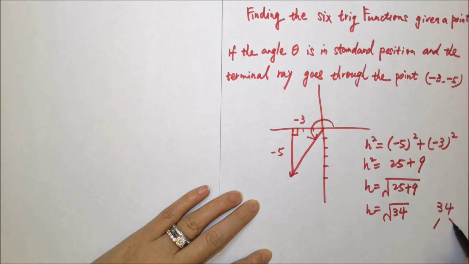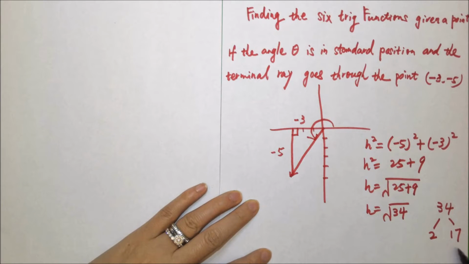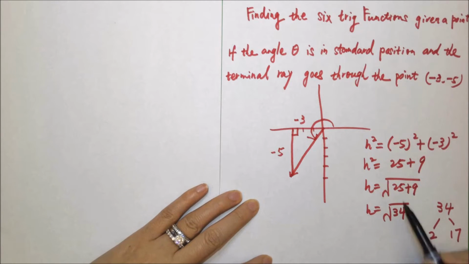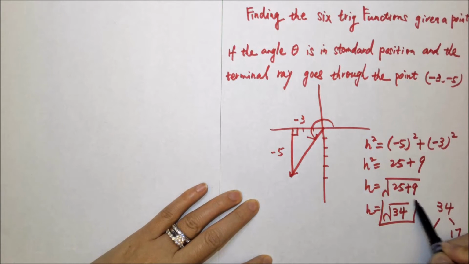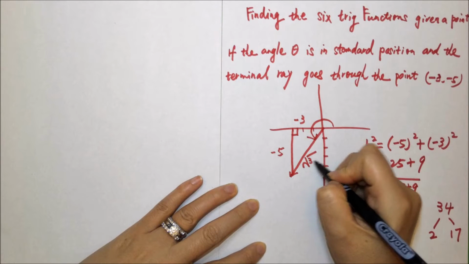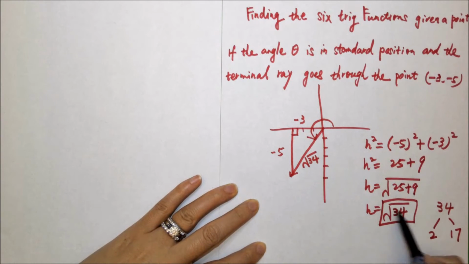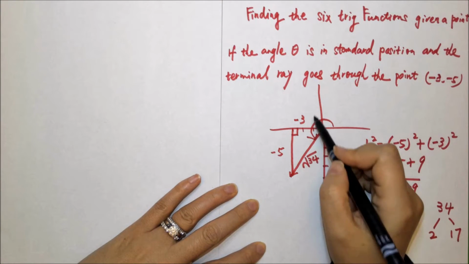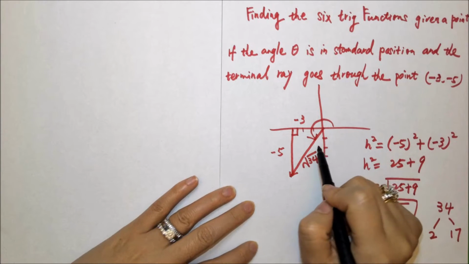34 can be factored out by 2 multiplied with 17. They both are prime numbers. There is nothing I can factor out. Therefore, square root of 34 will be the length of the hypotenuse. Once I figure out the length of a hypotenuse, I would like to put it back to the picture just so I can see better.